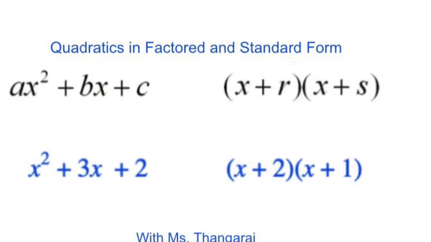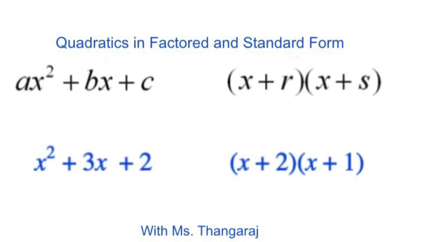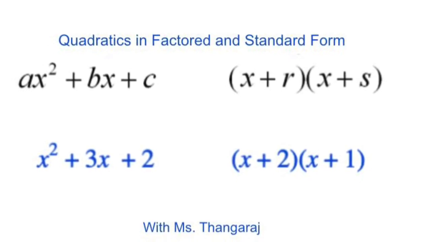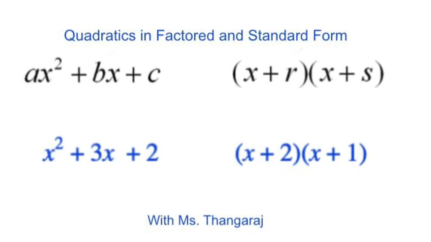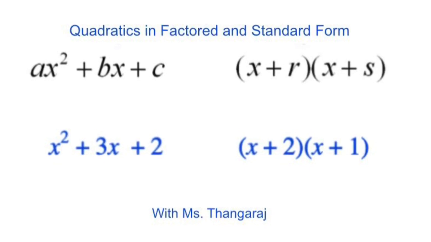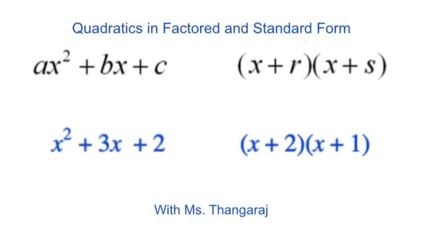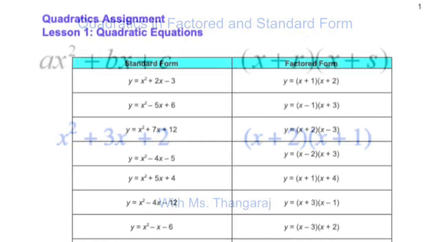Today we're going to look at quadratics in factored and standard form. We've already actually looked at quadratics before. We've talked about drawing a quadratic, finding the zeros, finding the vertex, finding the axis of symmetry. We've talked about quadratics in factored form. We've talked about how by looking at the numbers inside the brackets we can find the zeros.